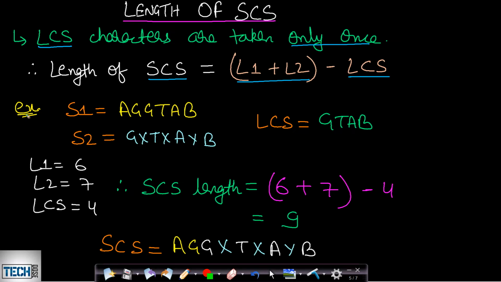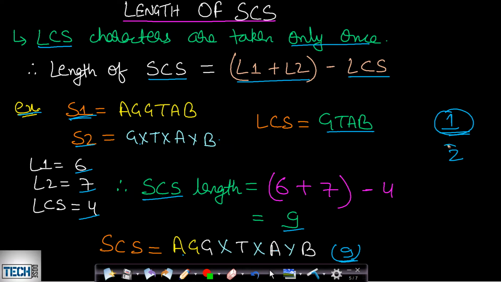Now let us quickly see a bigger example. So in this case, S1 is AGGTAB, S2 is GXTXAYB. Now the LCS of these 2 strings will be GTAB. So the length of S1 is 6, length of S2 is 7, and the LCS length is 4. Therefore, the SCS length will be equal to L1 plus L2 minus LCS, which will be 9. So if you calculate the shortest common supersequence for these two strings, then that will come out as AGGXTXAYB, which is of length 9. Okay. So this was our first goal, which was to find the length of SCS.